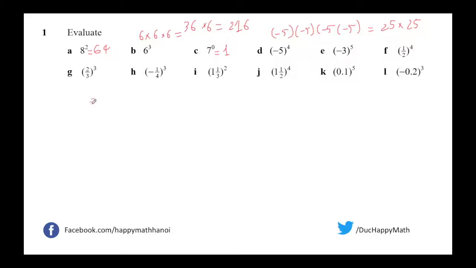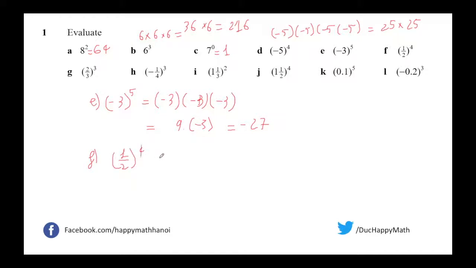Minus 3 power to 5 means minus 3 times together. Minus 3 times minus 3 is 9 because minus times minus is positive. But positive times negative will be equal to negative 27. So how about F? F is 1 over 2 power to 4, which means 1 power to 4 and 2 power to 4. 1 power to 4 is always equal to 1 and 2 power to 4 is 16. Okay, in the same way with the next one.